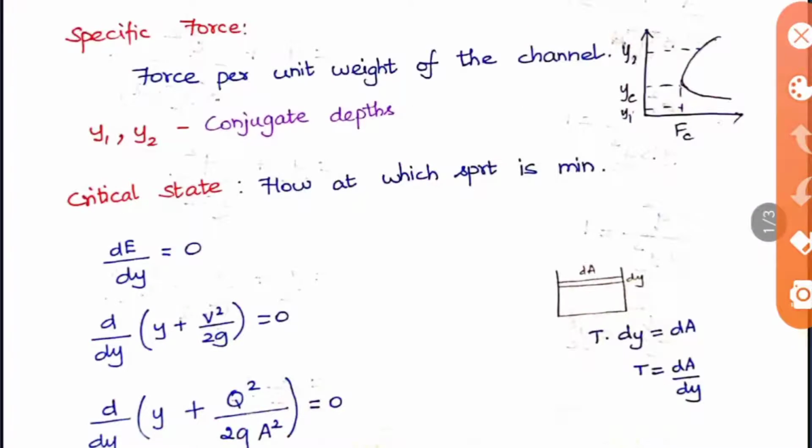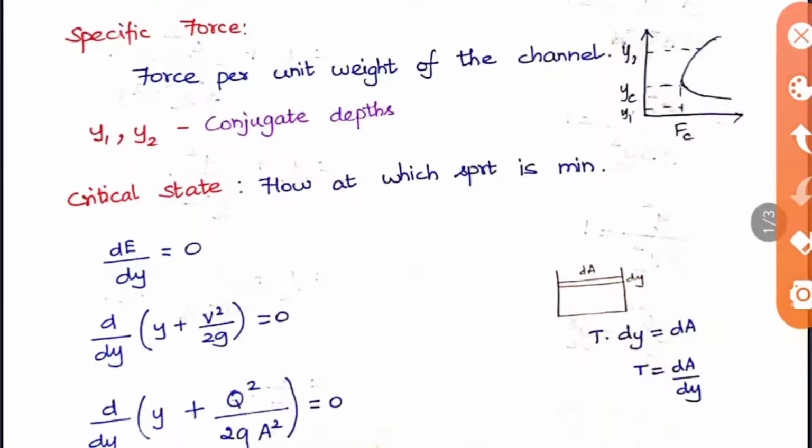The next thing we are going to see is the specific force and the specific force curve. Force per unit weight of the channel we call the specific force, and here also we draw the diagram like this, with the specific force on the x-axis and the depth of the flow on the y-axis. So you will get a diagram like this. Here also this point is called the critical point, and the force there is called the critical specific force, and the depth there is called the critical depth.